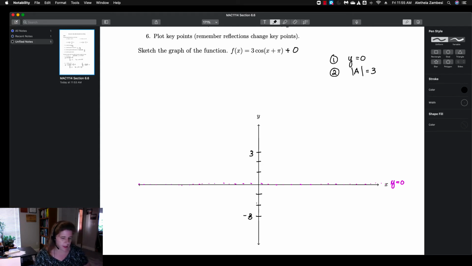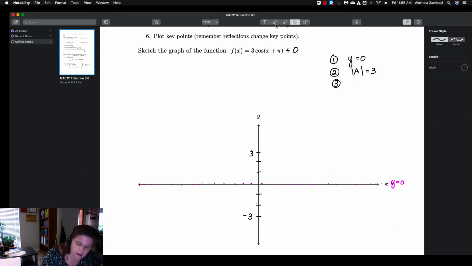All right, next we're going to find our period. So our period here is T. So T is equal to 2 pi over omega. This one, omega, is understood as 1, so 2 pi over 1 gives me 2 pi.